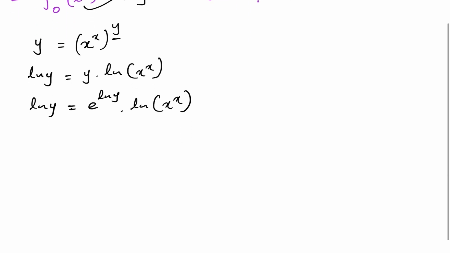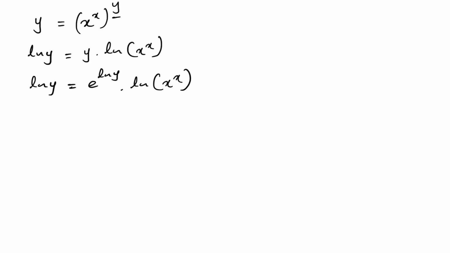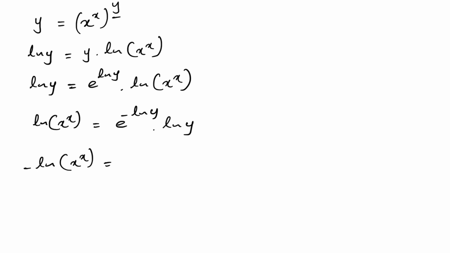Okay, then here I'm going to isolate the natural log of x to the x. So natural log of x to the x is equal to e to the minus natural log of y times natural log of y. Then I'm going to multiply both sides by a minus sign. So minus natural log of x to the x is equal to minus e to the minus natural log of y times natural log of y. I multiply both sides by a minus sign because now I'm going to use the Lambert W function.